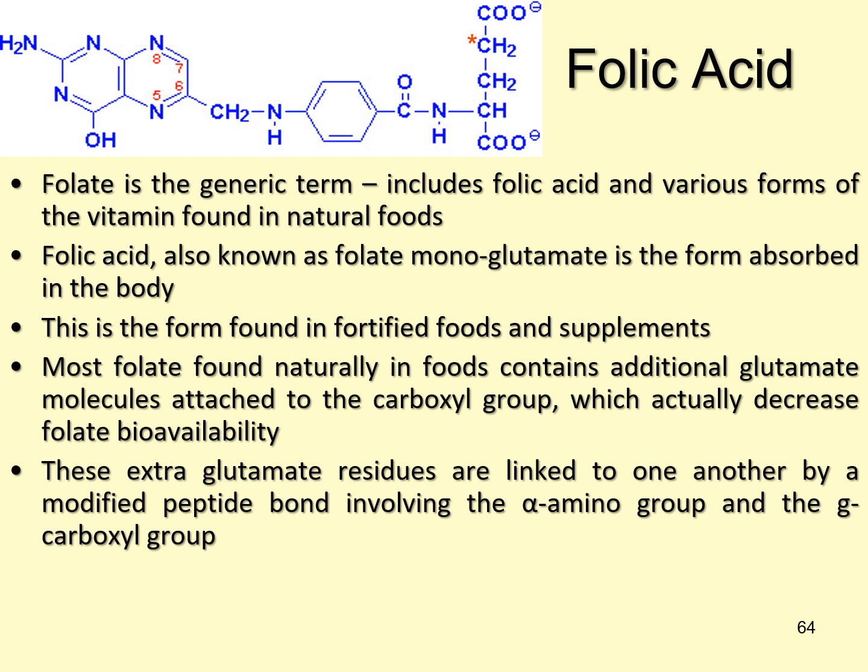Most folate found naturally in food contains additional glutamate molecules attached to the carboxyl group, which decreases folate bioavailability. So the bioavailability of the folate in our blood can be compromised. These extra glutamate residues are linked to one another by a modified peptide bond involving the alpha amino group and the gamma carboxyl groups. The structure of folic acid looks like this in the diagram.